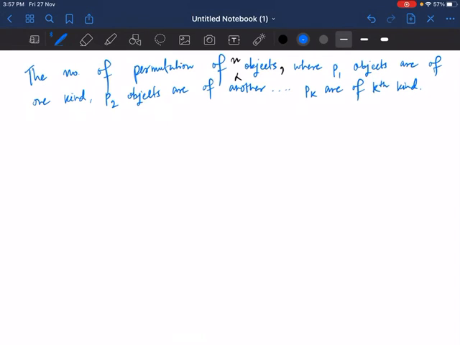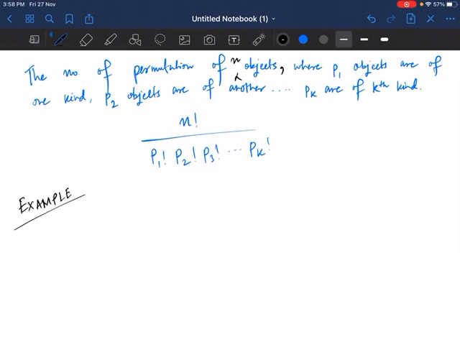Okay, so how to do the permutation of this one? For this one, it is given by n factorial divided by p1 factorial, p2 factorial, p3 factorial, dot dot dot, pk factorial. That will be the permutation of n objects when certain objects are of the same kind. So let's do a problem related to this concept. We have one example.